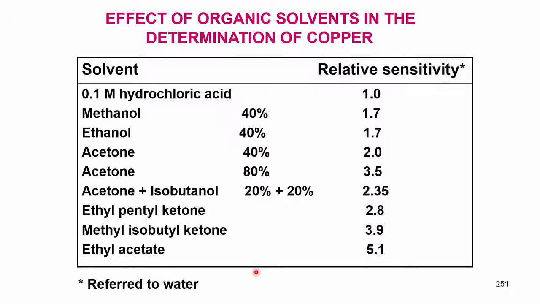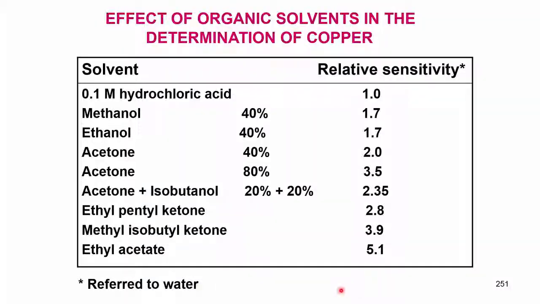So, it is important to remember such things, and quite often we incorporate organic solvents in the standard method. Whenever we are trying to develop a new method, we incorporate them so that we can determine the sample at a still lower concentration, that is, higher sensitivity. Now, I am giving you a list here of solvent and relative sensitivity.